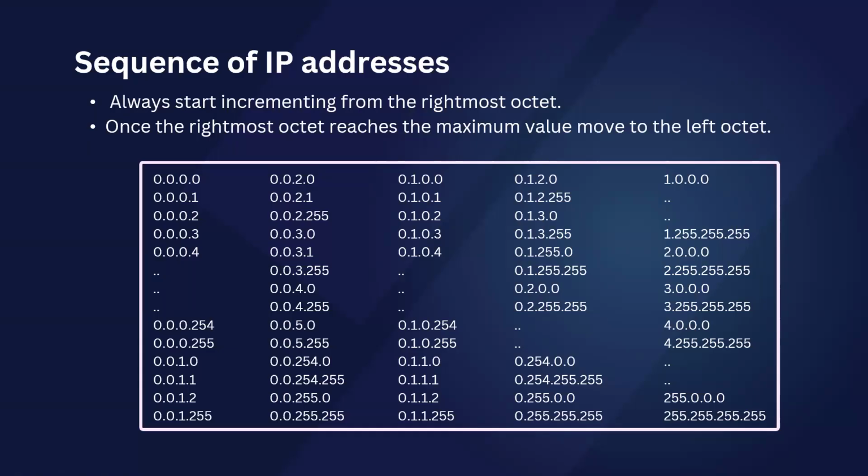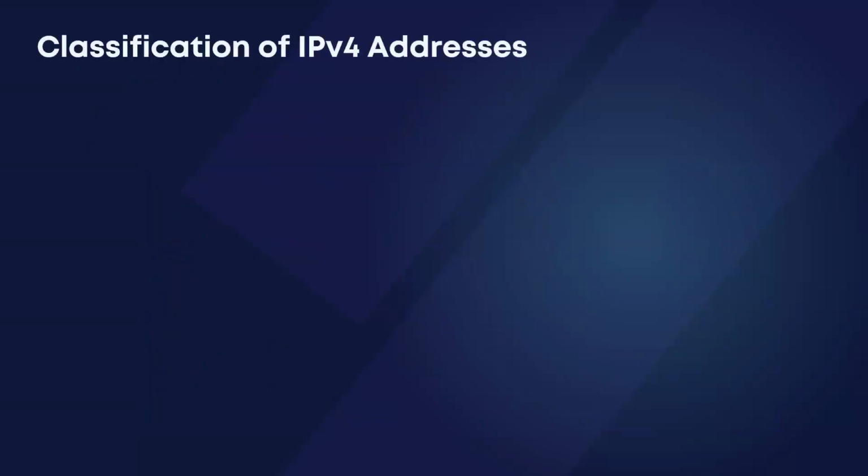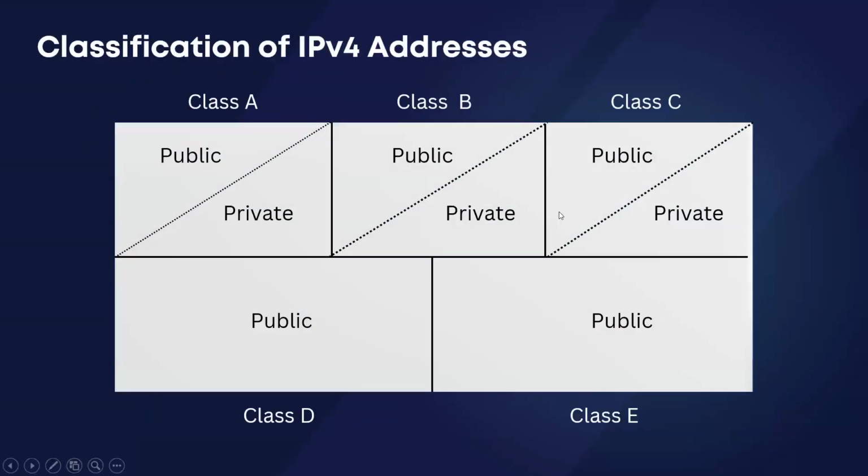And these entire 4.3 billion IP addresses are again divided into five categories called classes: class A, class B, class C, class D, and class E. And in each of these classes, there's a subcategorization. Class A has public and private IPs. Class B has public and private IPs. Class C has public and private IPs. Class D and Class E are exceptions. There are no private IPs in them. All of them are public IPs. So that is the entire categorization of IPs.